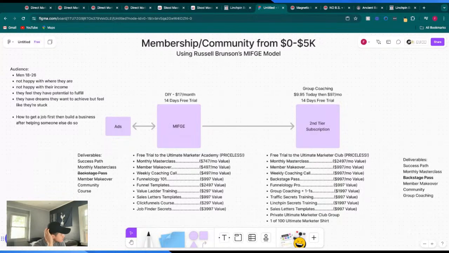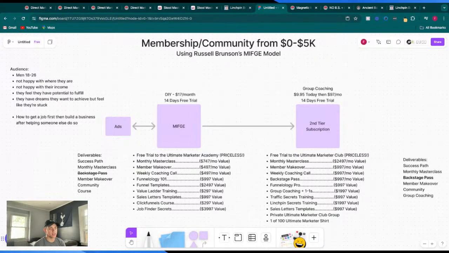Yeah, I don't see anything crazy overlapping. I would just probably have to check out the schedule and see what we offer here. Let's see, membership, community, 0 to 5K.